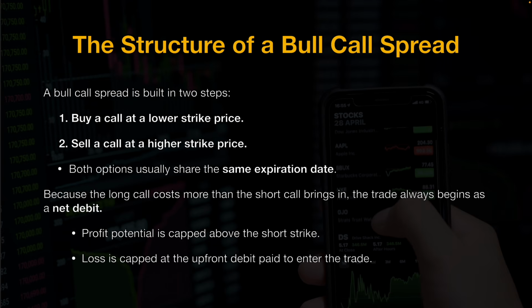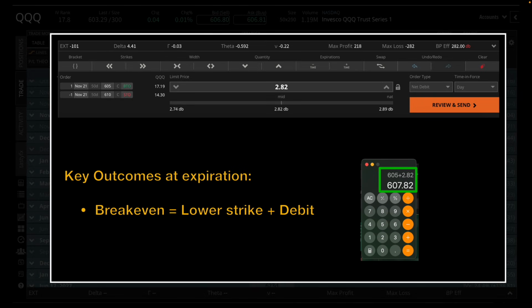A bull call spread is built in two steps. First, you buy a call at a lower strike price. Next, you sell a call at a higher strike price. Both options usually share the same expiration date. Because the long call costs more than the short call brings in, the trade always begins as a net debit. The profit potential is capped above the short strike, and loss is capped at the upfront debit paid to enter the trade. Now let's consider some key outcomes at expiration.